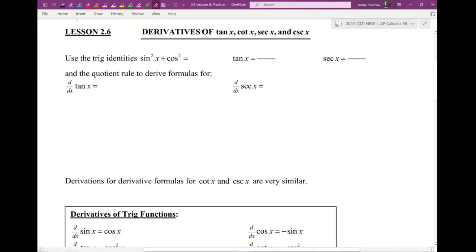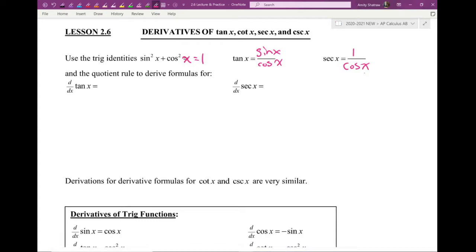All right, in lesson 2.6, we're going to go over the derivatives of tangent, cotangent, secant, and cosecant. And by the way, I'm using the trig identity sine squared of x plus cosine squared of x equals 1. So there's a little typo in there, but we can take care of it right now. We also want to use the identities. Do you remember, tangent is going to be sine of x over cosine of x, and secant is 1 over cosine of x. So hopefully those are at the top of your mind when you think about those functions.